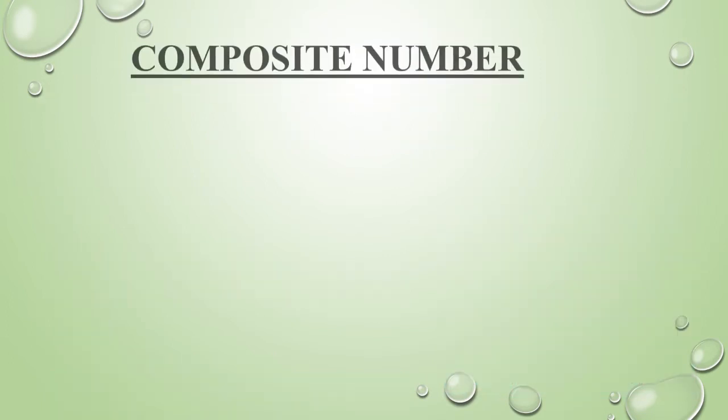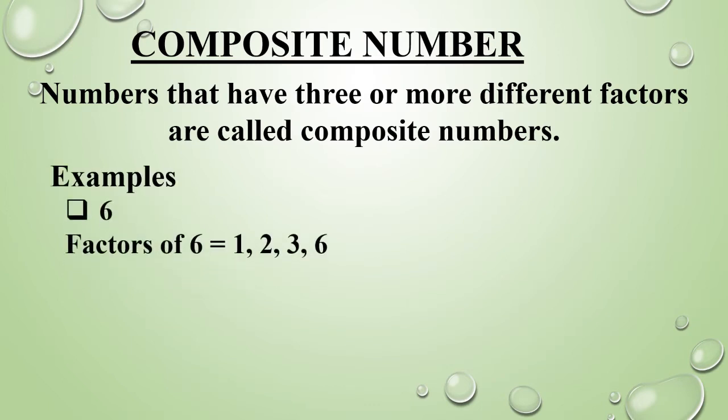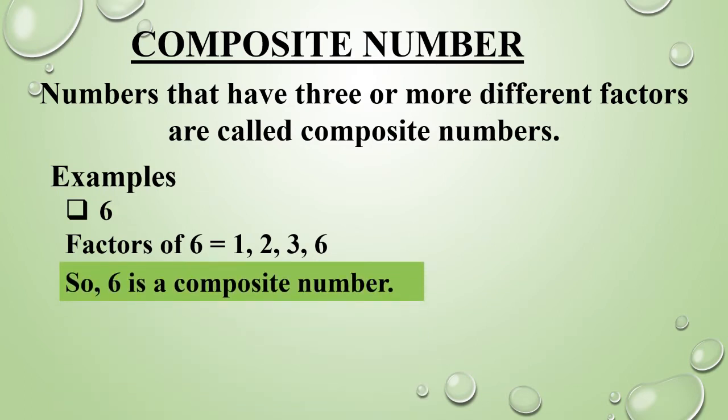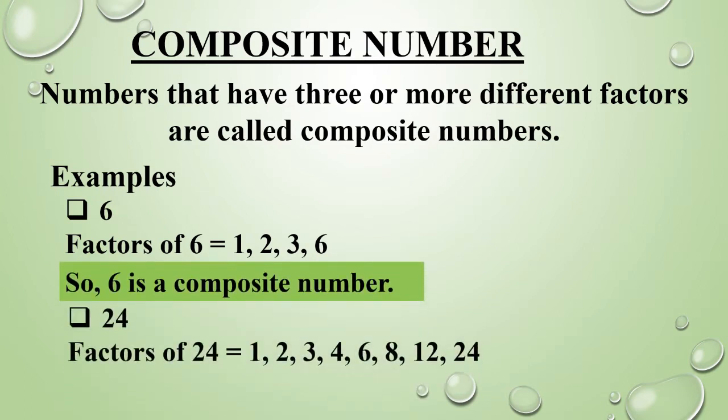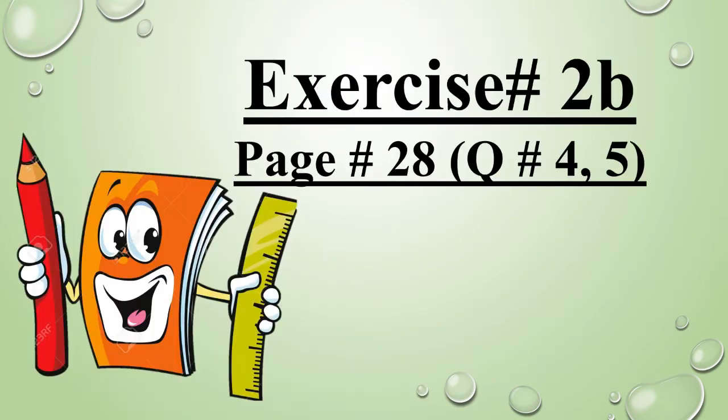What is a composite number? Numbers that have three or more different factors are called composite numbers. For example, 6. Factors of 6 are 1, 2, 3 and 6. So it has more than two factors, so it is a composite number. The number 24 has factors 1, 2, 3, 4, 6, 8, 12 and 24. It also has more than two factors. So 24 is also a composite number.